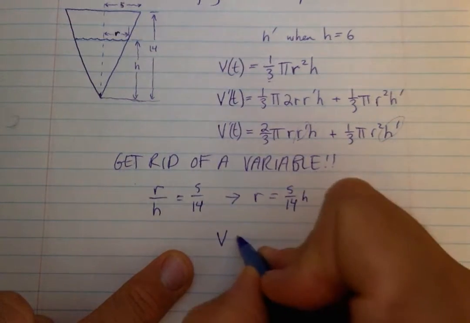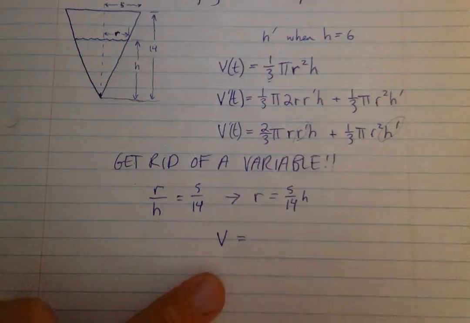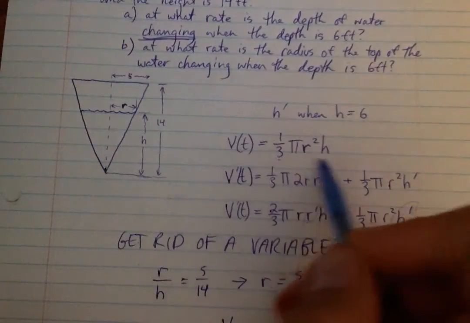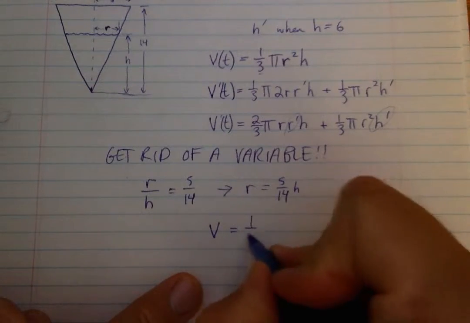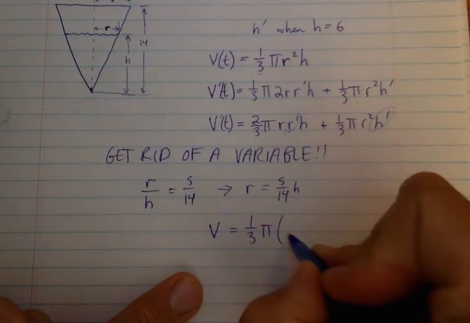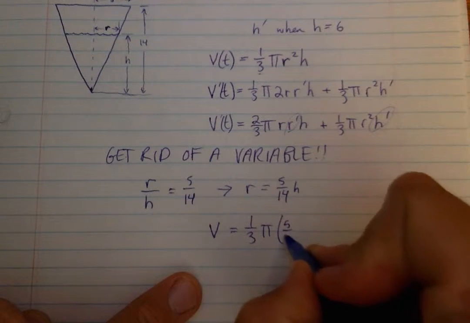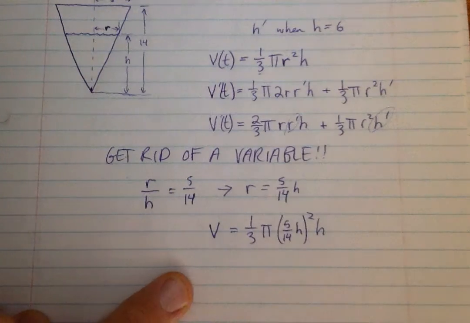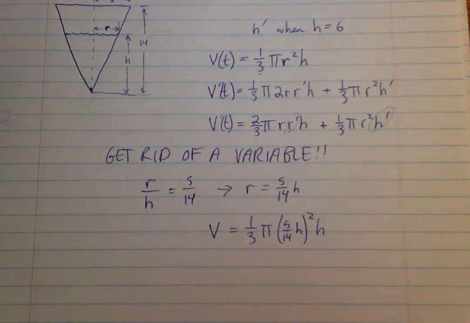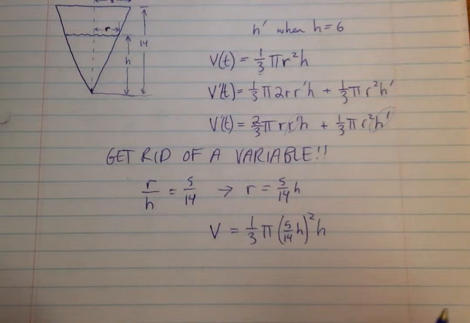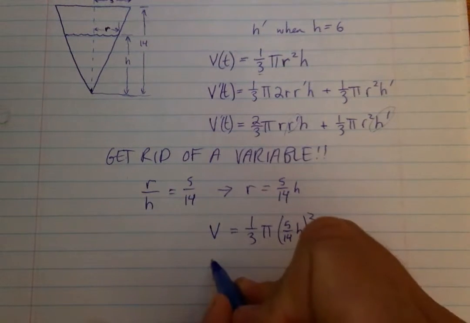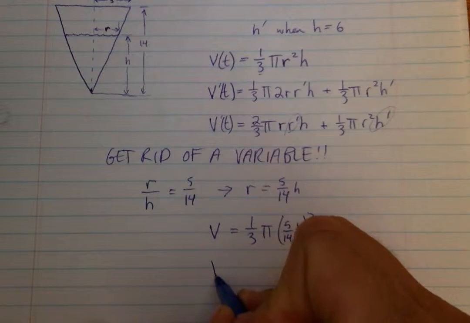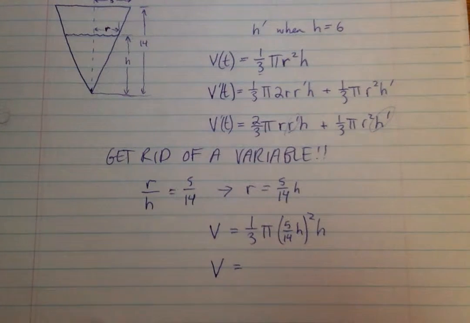Volume is now going to be seen as, well, what did we have before? We had 1/3 pi r squared h. So we now have 1/3 pi r squared, which is 5/14 h squared, times h. Now we have only one variable, and that is wonderful, because we know what h is. They gave us an h, but they haven't given us an r. All right, so let's take the derivative of that. Well, actually, no, let's first tidy it up a little bit.